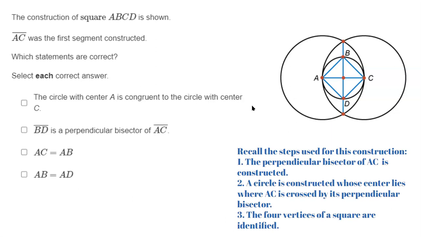Recall the steps used for this construction. 1. The perpendicular bisector of AC is constructed. 2. A circle is constructed whose center lies where AC is crossed by its perpendicular bisector. 3. The four vertices of a square are identified.